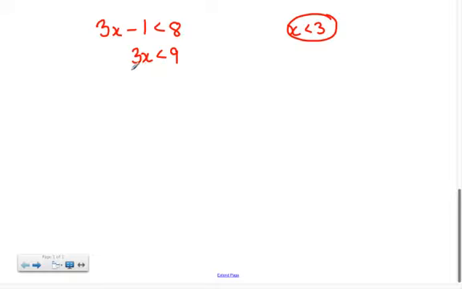And then I'm going to divide both sides by 3. Because I'm dividing by a positive value, again, the sign doesn't change. I now have x is less than 3. And they match. And one other way that we can check to see if this is true is we could set up a left side, right side chart.